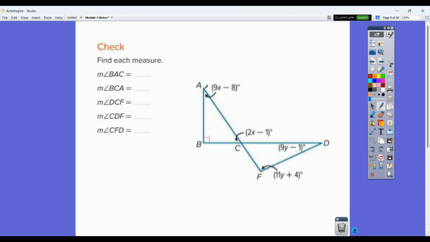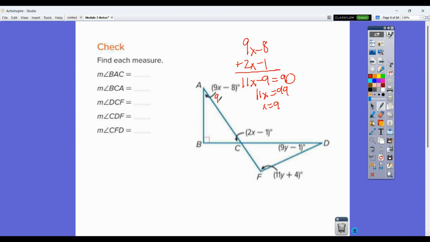Okay, so using all this stuff put together, let's see what we have here. I'm going to look at my first triangle. I know I have a 90-degree angle, and I have these two pieces with an x. So it looks like I can do 9x minus 8 plus 2x minus 1. If I add those together, I get 11x minus 9. And I know that those are going to be complementary to each other, so they're equal to 90. If I solve that, add 9, you get 11x equal to 99. Divide by 11, you get x equal to 9. So I've figured out that x is equal to 9.